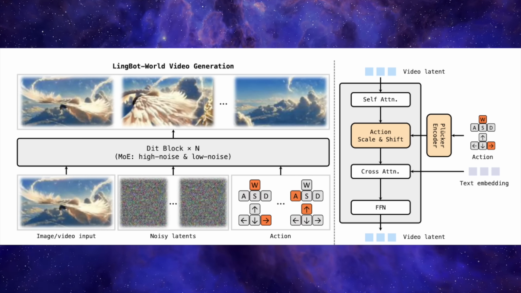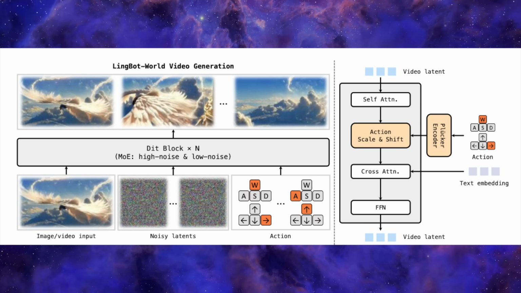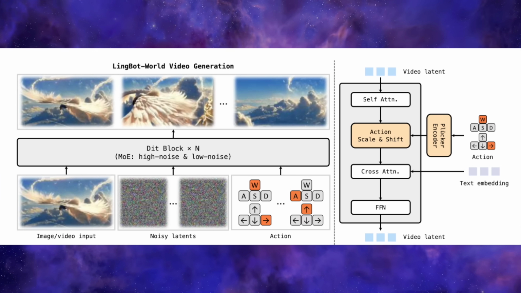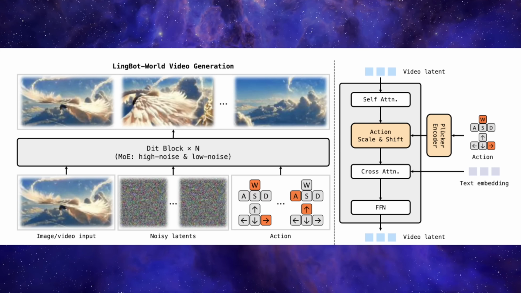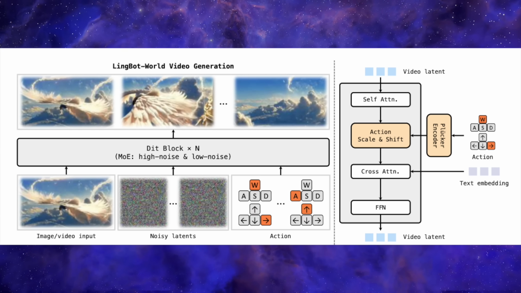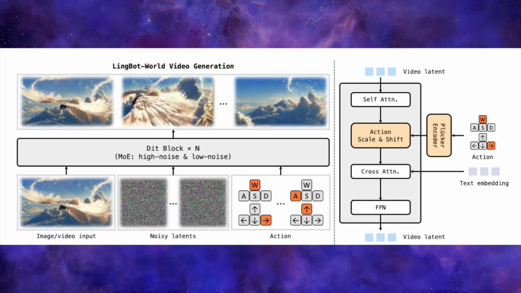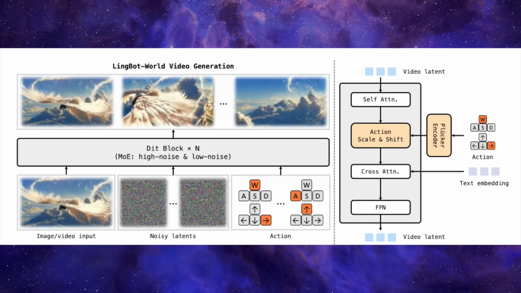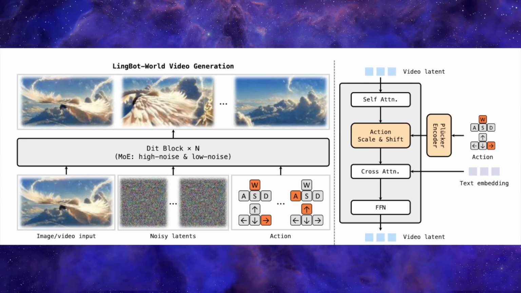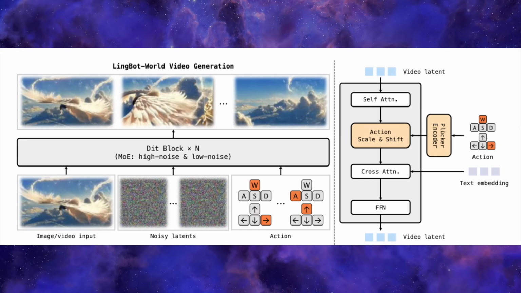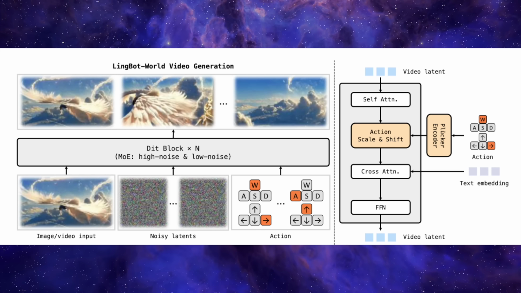LingBot-World is built on the WAN 2.2 architecture, which is a 14 billion parameter image-to-video diffusion model. But here's where it gets interesting. They use a mixture of experts design with two experts totaling 28 billion parameters. One expert handles high noise, early denoising steps and focuses on global structure. The other handles low noise, later steps for fine details. But only one expert is active at a time, so inference cost stays similar to a 14 billion parameter model.